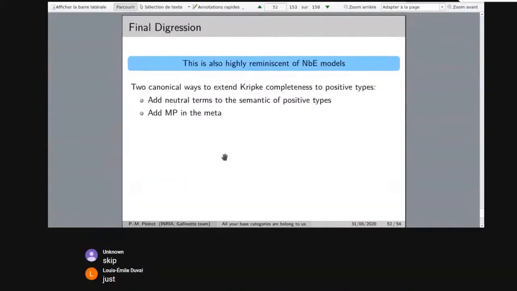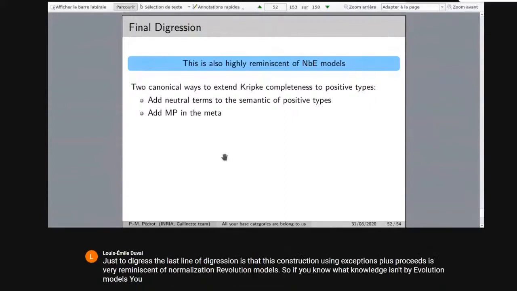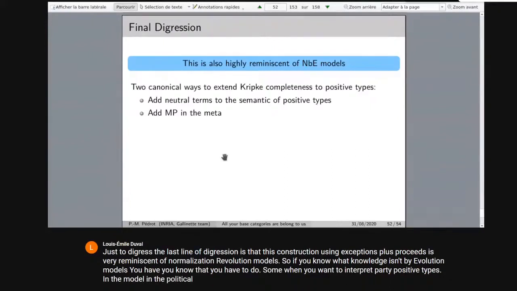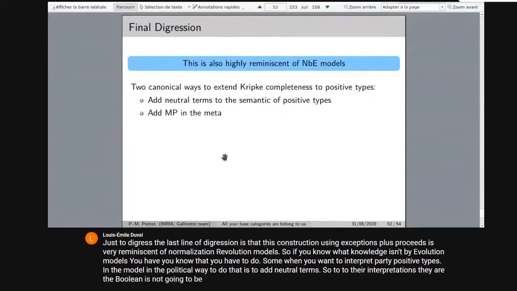Just to digress, last slide of digression: this construction, using exceptions plus Presheaves, is very reminiscent of normalization by evaluation models. If you know normalization by evaluation models, you know that you have to do something when you want to interpret positive types in the model. And the typical way to do that is to add neutral terms to their interpretation. So typically you say that a Boolean is not going to be true or false. It's going to be true, false, or a neutral term.